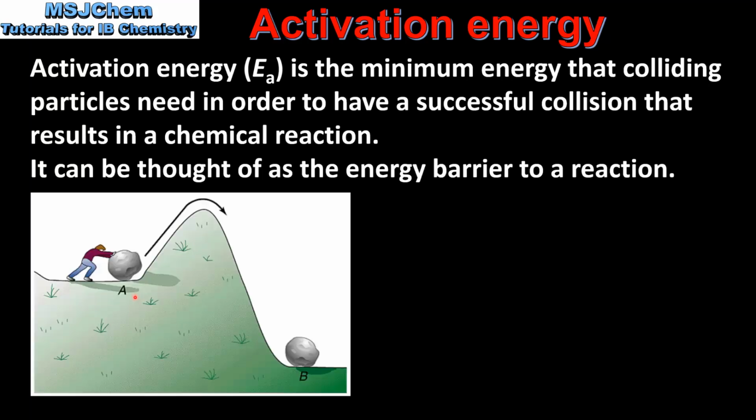In this diagram, to get the rock from A to B, this person needs to put in energy to get the rock over this hill. The energy that the person puts in to get the rock to the top of the hill can be thought of as the activation energy for the reaction. Without this addition of energy, the rock cannot get from point A to point B.